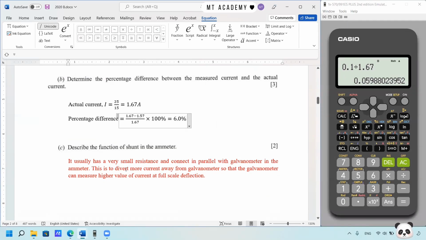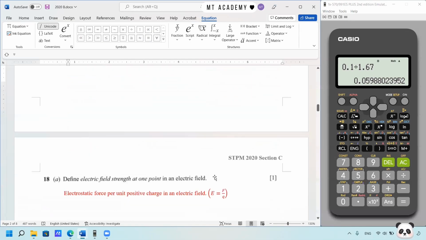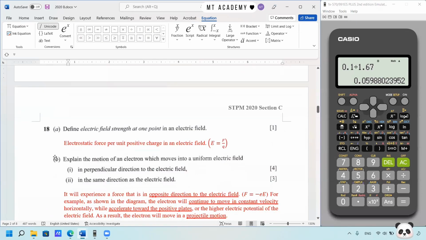So why? Because this is to divert more current away from the galvanometer, so the galvanometer can measure a higher value of current at full scale deflection. So we proceed to section C, question 18.